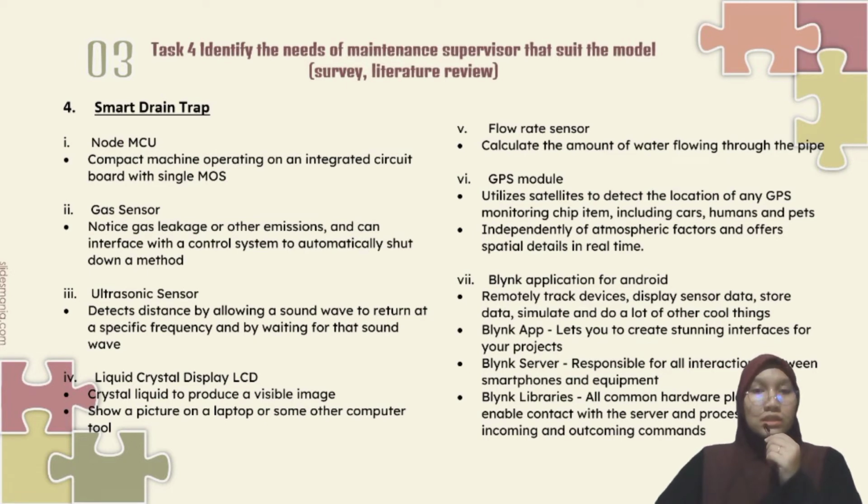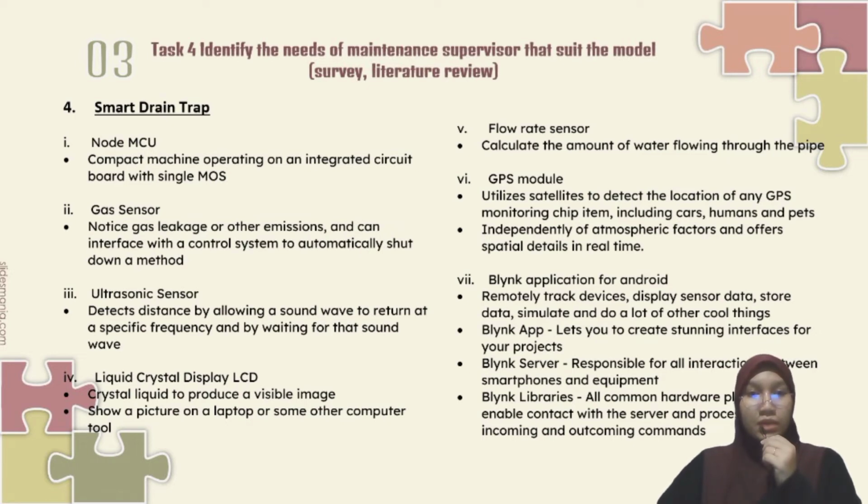Next is the flow rate sensor, which calculates the amount of water flowing through the pipe. Sixth is the GPS module, which utilizes satellites to detect the location of any GPS monitoring chip item, including cars, humans and pets, independently of atmospheric factors, and offers special details in real time.